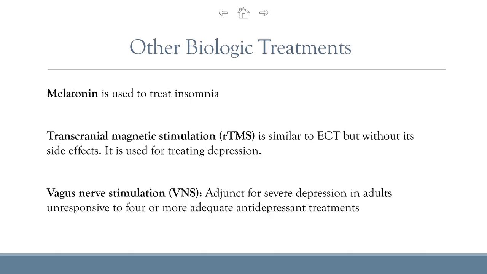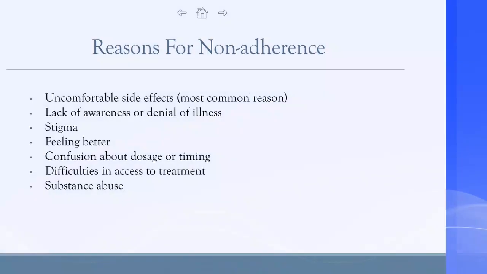Melatonin can be used to treat insomnia. Transcranial magnetic stimulation. This is similar to ECT in how it works, but it's without the side effects. It's used for treating depression. Vagus nerve stimulation is an adjunct for severe depression in adults unresponsive to 4 or more adequate antidepressant treatments.